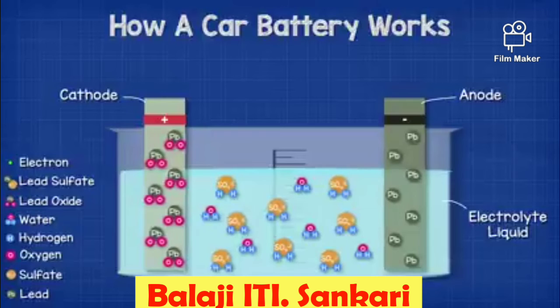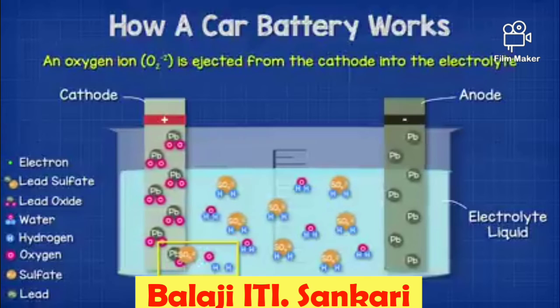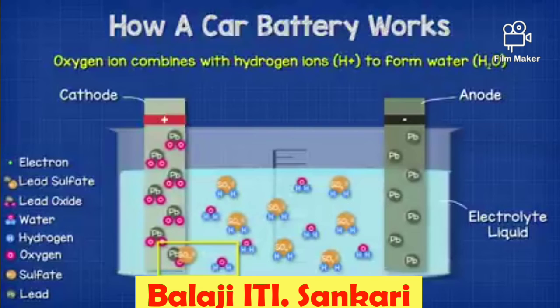The positive cathode terminal of lead oxide is going to react with the sulfate in the electrolyte. This will form a layer of lead sulfate on the cathode terminal. During this reaction, an oxygen ion is ejected from the cathode and into the electrolyte. Once in the electrolyte, these oxygen ions will combine with the hydrogen ions to form water.